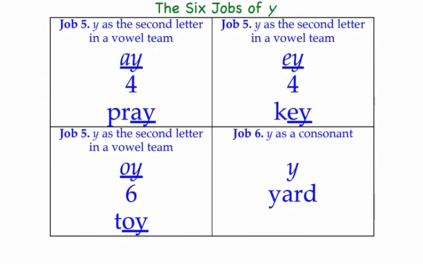AY represents the long A sound, A as in pray. EY, the long E sound, E as in key. OY represents the sound OI, as in toy. And finally, job 6. When Y is at the beginning of any syllable in a word, it's going to be a consonant, and Y as a consonant represents the sound y, as in yard.